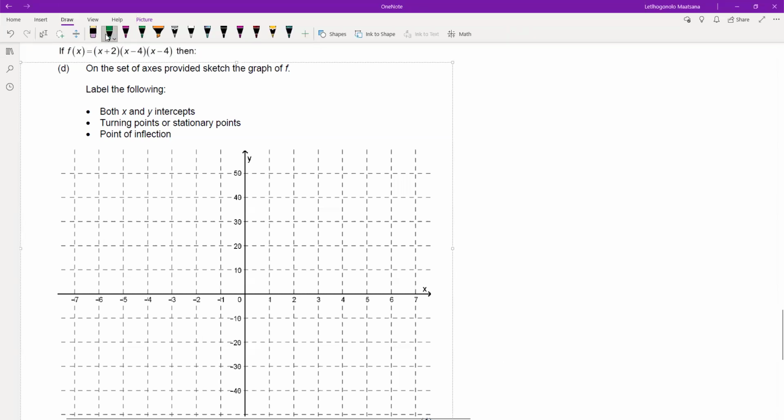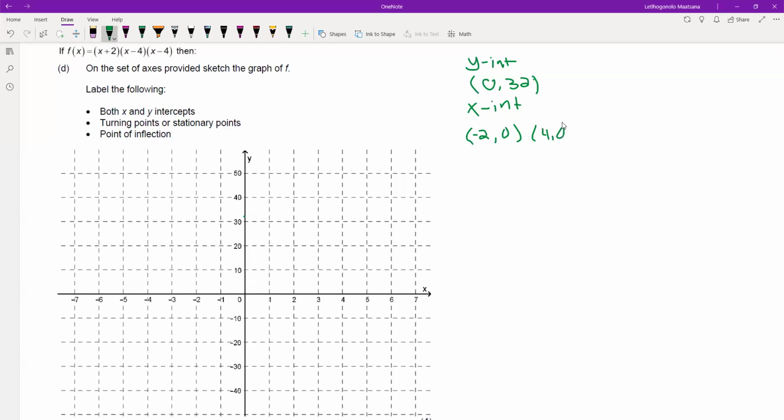The first one asked us for the y-intercept, and we got that for our y-intercept. It was (0, 32). Right, so somewhere here at that point there. And we can tell from our equation what our x-intercepts are. We have (2, 0) and (-2, 0), and we have (4, 0). And that's going to be over there and over there.